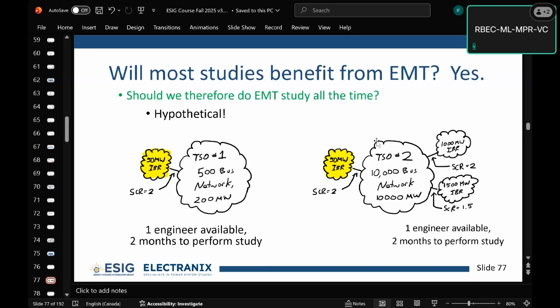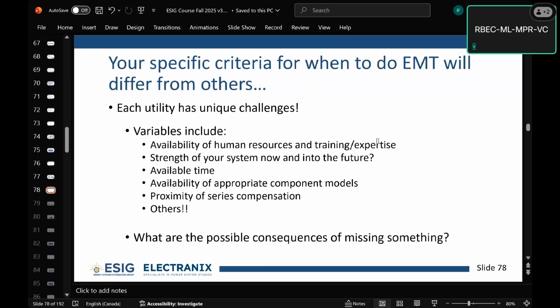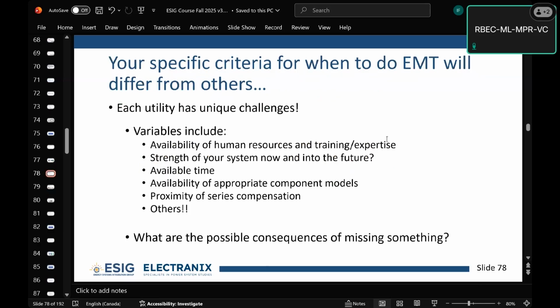So every utility in every region has unique problems and challenges. Variables include the availability of human resources and training expertise. These days could be availability of consultants, right? The strength of your system now and into the future. And this is a double-edged sword. So if you have a very strong system, it means you have more time to figure this out. It doesn't mean the same problems aren't coming for you, but bigger. Okay? So it's like a truck that's further away, but a much bigger, faster moving truck.